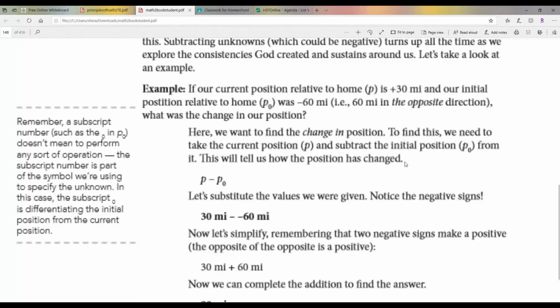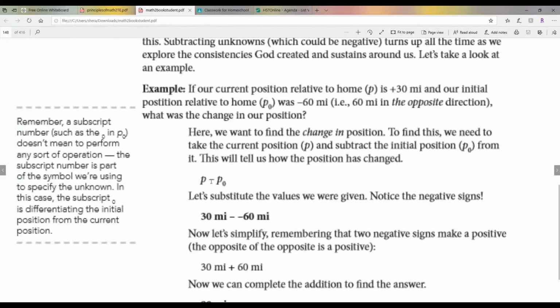So here we want to find the change in position. Now this 0 right here is called a subscript number, and it doesn't mean anything except that it's the second number that means something else. Okay, the first P means where we are now. This P0 means where we were. So it's just showing you a different number. Now, we want to find a change in position on this one. So to find this, we need to take the current position, which is P, and subtract the initial position, which was P0, from it. This will tell us how the position has changed.